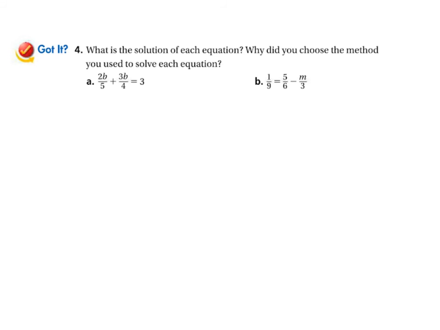All right, so here's your got it problem. And it says, what's the solution and why did you choose the method you used to solve each equation? This is going to be your personal choice. So really, that's kind of all it's asking, okay? But the common multiple of 5 and 4 you need to come up with. The lowest common multiple is best. You can either multiply both sides by that number, or you can change these into equivalent fractions that have that number as a common denominator and then add them together.